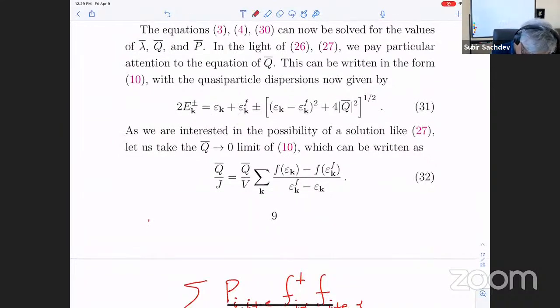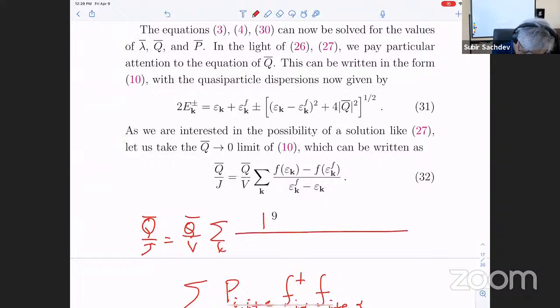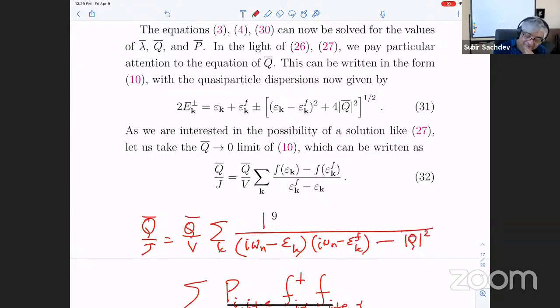So the original expression is Q bar over J equals Q bar over V, sum on K, of 1 over (i omega_n minus E_K) times (i omega_n minus E_F of K) minus mod Q squared. Okay, so now you have to evaluate these summations. And the quickest way to evaluate the summation is to just look at the poles of the expression.